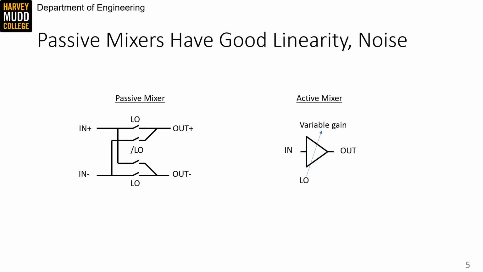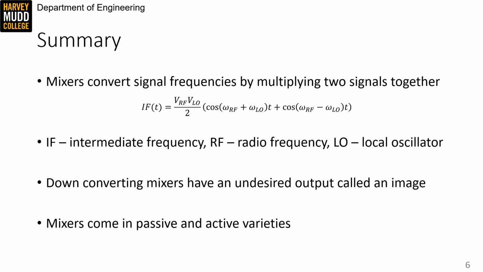So in summary, mixers convert signal frequencies by multiplying two signals together, and this has the effect of creating two outputs, one at the sum of their frequencies, of the LO and RF frequencies in this case, and one at the difference of their frequencies. IF stands for intermediate frequency, RF stands for radio frequency, and LO stands for local oscillator. When you're down converting with a mixer, you get an undesired output called an image that you have to pay attention to, and mixers come in passive and active varieties.